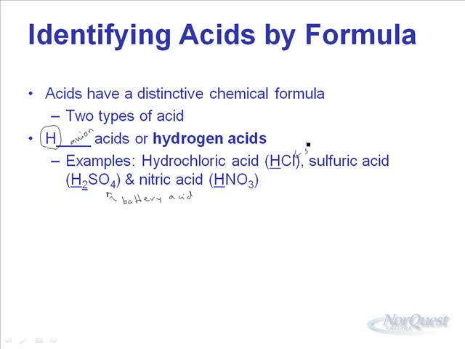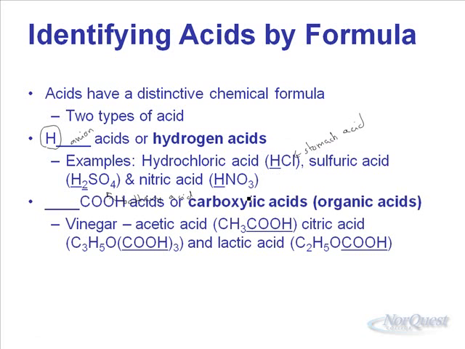Hydrochloric acid is actually stomach acid. Nitric acid is another acid. All of these are H acids. They have the hydrogen in front, followed by some kind of anion, some kind of negative ion. The other type of acids are ones that end with COOH. These are carboxylic acids or organic acids, and examples of these are things like vinegar, citric acid, lactic acid. All of these things end with a COOH. So those are the other types of acids. If you see a COOH at the end of a chemical formula or an H at the beginning, you're dealing with an acid.